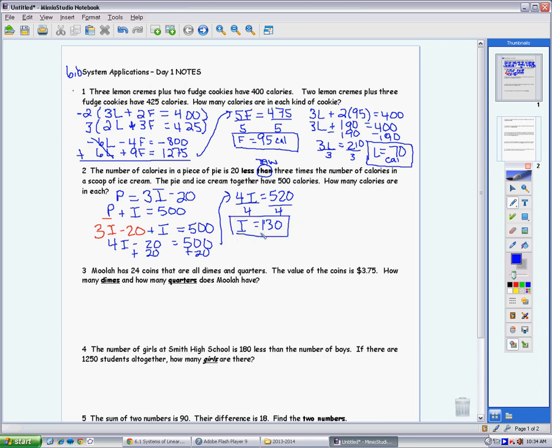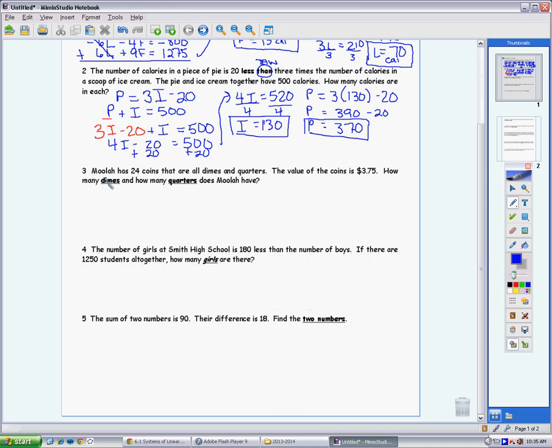Now I need to find what the pie is. So pie is equal to 3 times the 130 minus 20. So I'm going back and using substitution again. This time I'm substituting for the i so that I can find the pie. So p equals 390 minus 20. And subtract, we get 370. So the pie has 370 calories. So how many calories are in each? We answered that question. Ice cream has 130 calories and pie has 370.